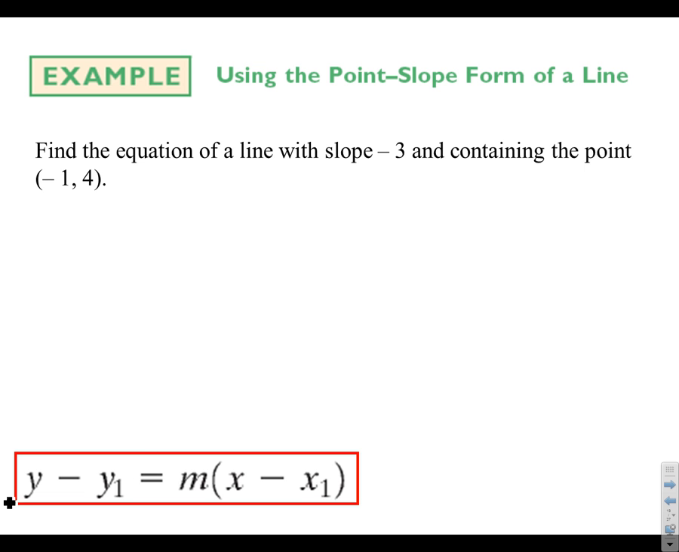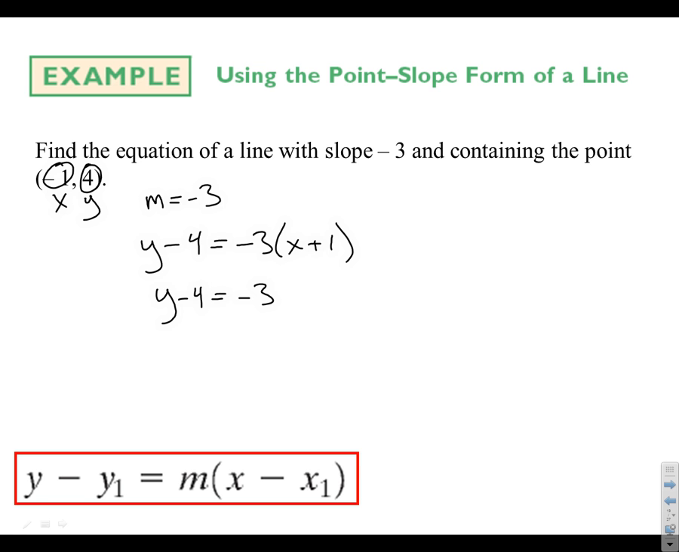So we have this equation here. This is point slope. Y minus y1 equals m times x minus x1. If we know the slope is -3, m is our letter for slope. We've got an x value and a y value. Let's plug it in. Y minus my y value equals m, x minus my x value, plus 1. So y minus 4 equals -3 times x plus 1 would be in point slope form, and that's perfectly fine to leave it like that.